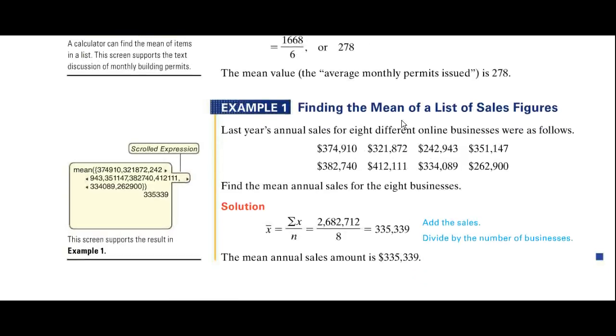All right, going on to example 1, finding the mean of a list of sale figures. Here again, it's not too difficult. You're going to add all of these together, and there are 8 items, and then this will give you the mean. It's nice to have something that's easy like this.